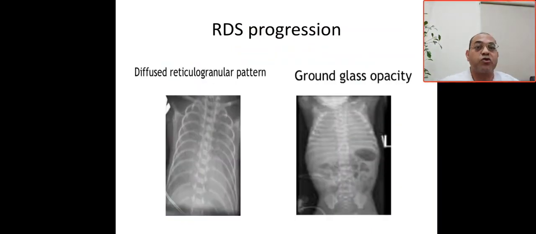If you see here, this is the progression of RDS. If you see just the reticulonodular pattern, then we'll go to the severe form. It will be ground glass appearance, the airspace atelectatic or replaced.